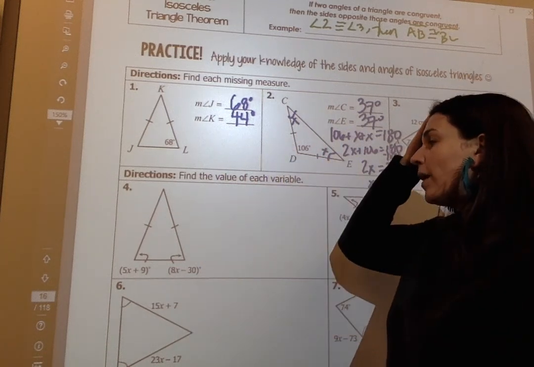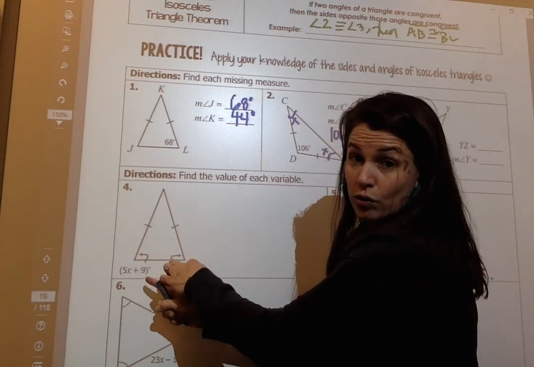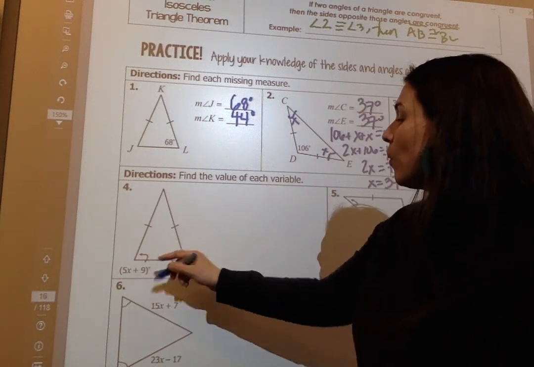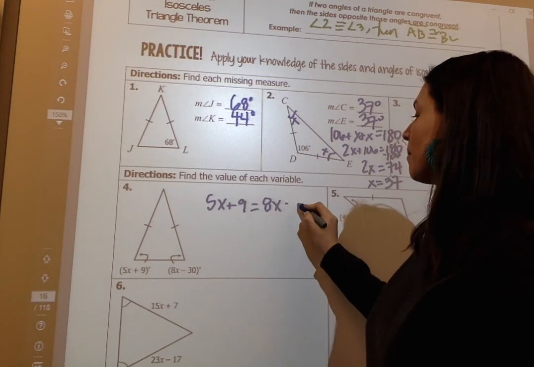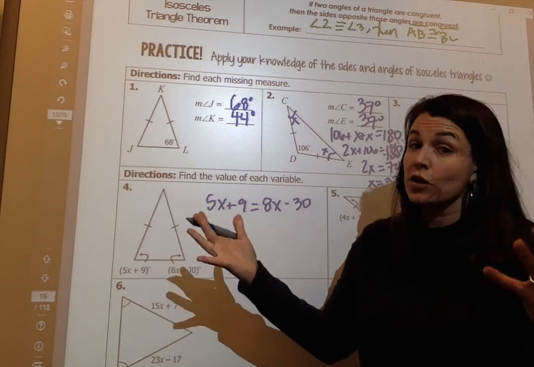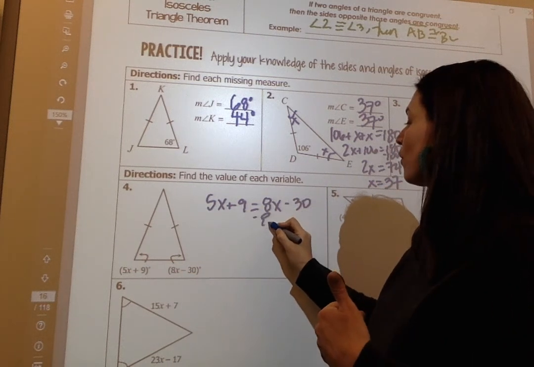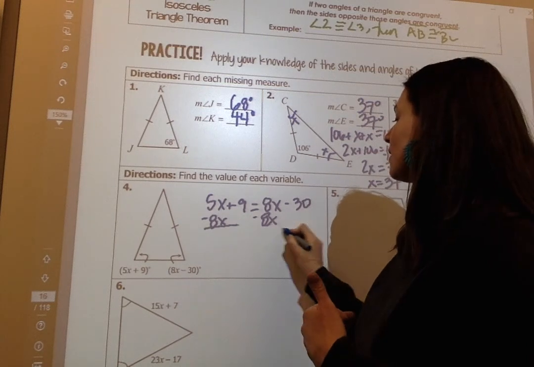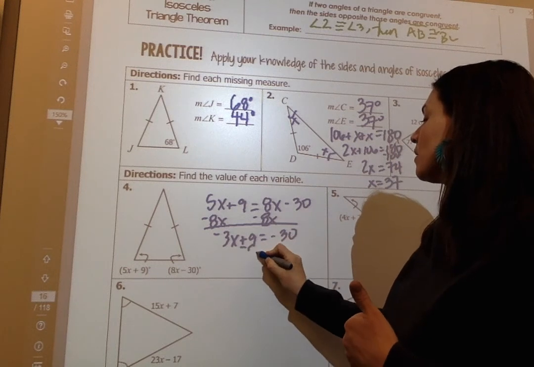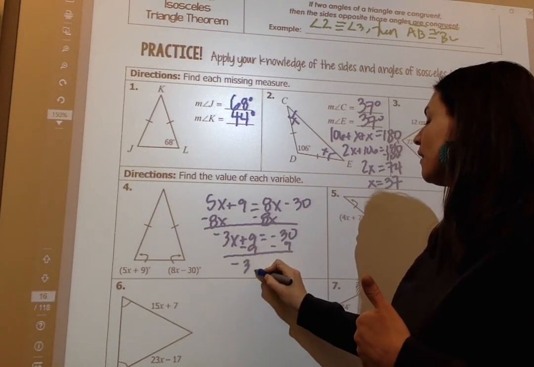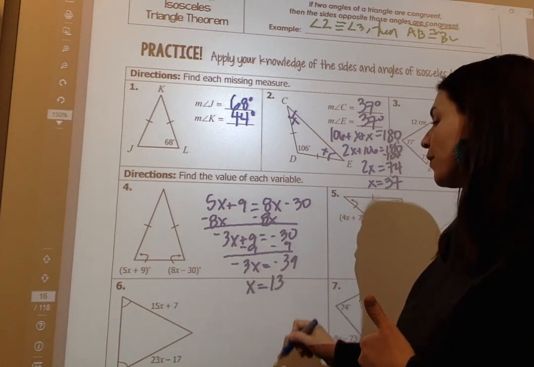Look at number 4. How do we get this one? Well, I know it's an isosceles triangle, so opposite angles are congruent to each other. So I'm going to set my equation up that 5x plus 9 equals 8x minus 30. And here, of course, I just solve for x. However you want to do it, I'm going to bring 8x over because I always like my variable on the left-hand side. And I get negative 3x plus 9 equals negative 30. Subtract 9. Negative 3x equals negative 39. And x, of course, equals positive 13.